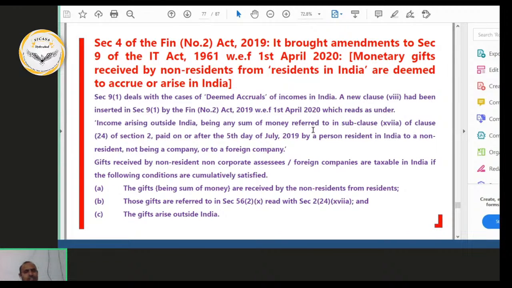Monetary gifts received by non-residents from residents in India are deemed to accrue in India. See, when a resident in India is giving a gift to a non-resident, it is deemed to be always arising or accruing in India. If it is arising or accruing in India, what happens? It will become deemed income, accrued income. The moment it is deemed Indian income, it is taxable irrespective of the residential status of the assessee.